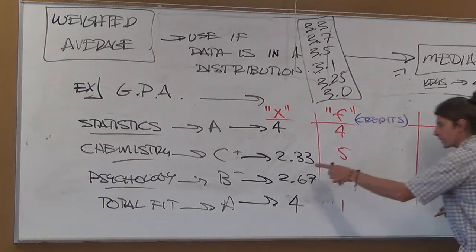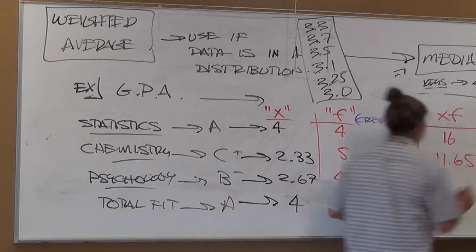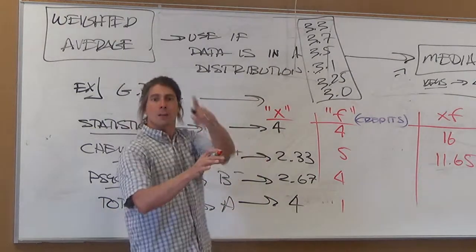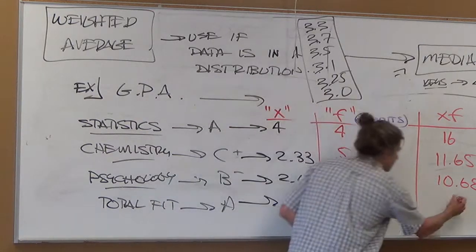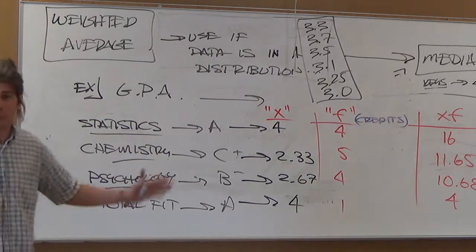16. Then we got 2.33 times 5. 11.65. Give me that again. 11.65. Thank you. Then we've got 4 times 2.67. Was that like 10 and some change? 10.68. Thank you. And then total fit, 4. So you can see now how the classes contribute toward your GPA once you've weighted them with their frequencies. Now you can see total fit is hardly even a player in the GPA calculation. You don't take total fit for GPA boosting. Take it for other things.